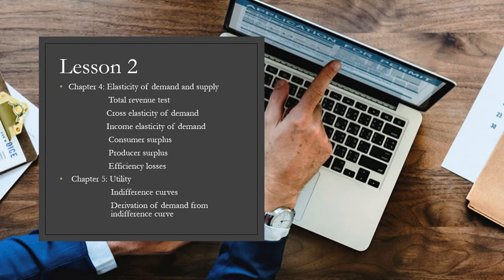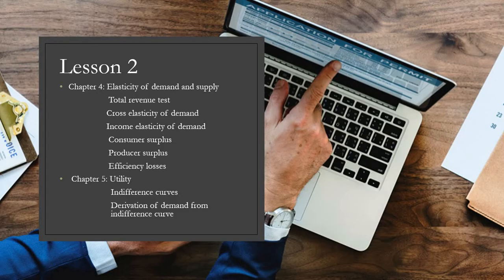In lesson 2, we look at chapter 4 and chapter 5 as well as chapter 6. Here we're looking at the elasticity of demand and supply. So you look at how does demand and supply react to a change in your price. Okay, so this also includes the total revenue test, cross elasticity of demand, income elasticity of demand. So how does a change in income affect demand? Consumer surplus, producer surplus, and efficiency losses.